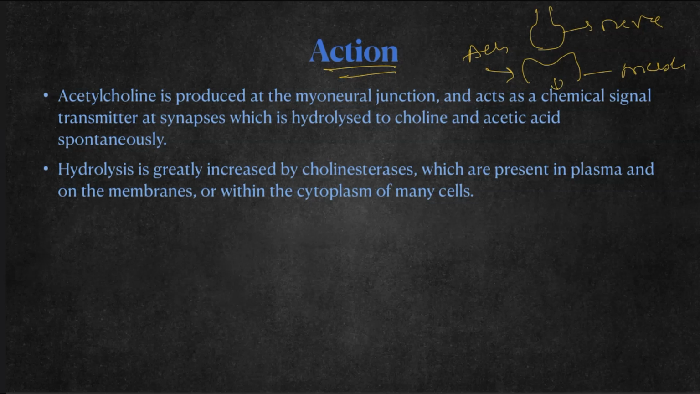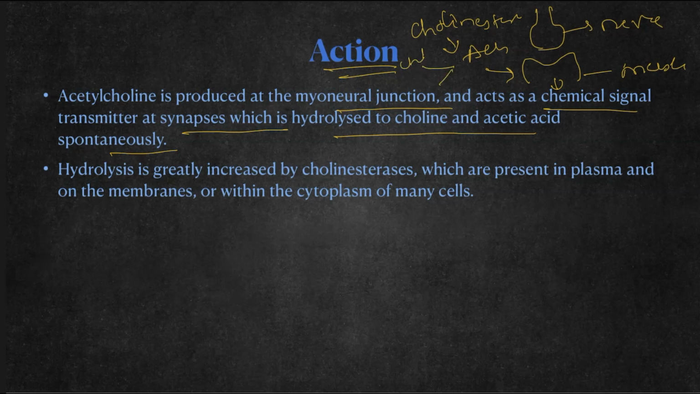Acetylcholine is produced in the myoneural junction and acts as a chemical signal transmitter at synapses, which is hydrolyzed into choline and acetic acid. The cholinesterase enzyme is present in plasma. So the cholinesterase enzyme acts on ACH, that is acetylcholine, to form choline and acetic acid. This is the normal process which happens in the myoneural junction.